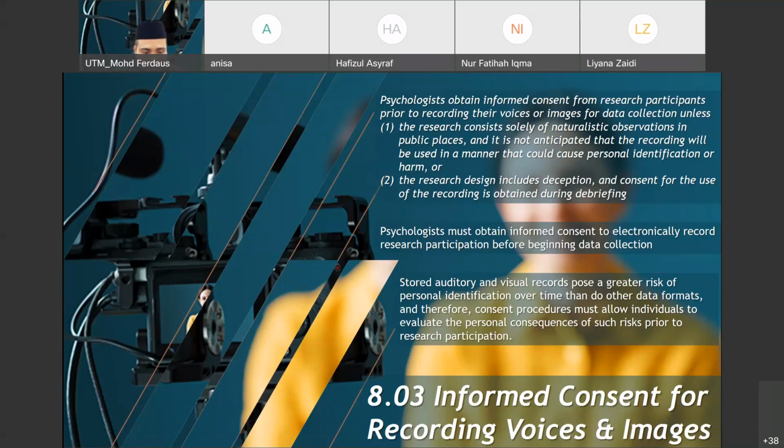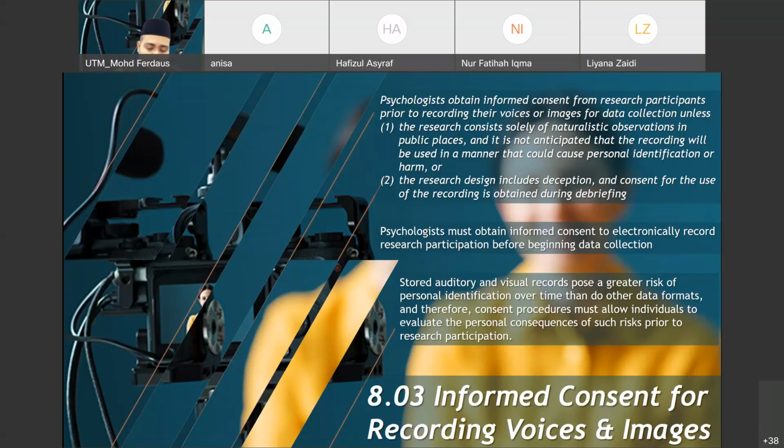You can record them during that time, but after the end of your quasi-experiment, or after they pass by, you need to stop them. You need to inform them that you are actually doing social research, and then ask their permission: may I record your image, to video record your image?